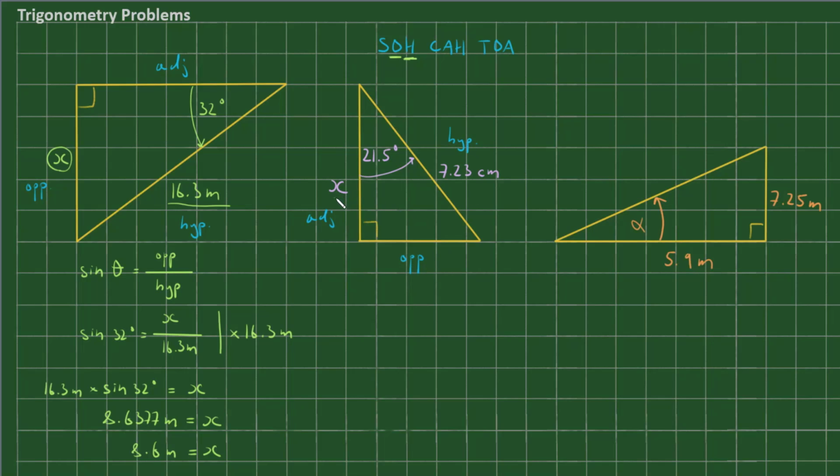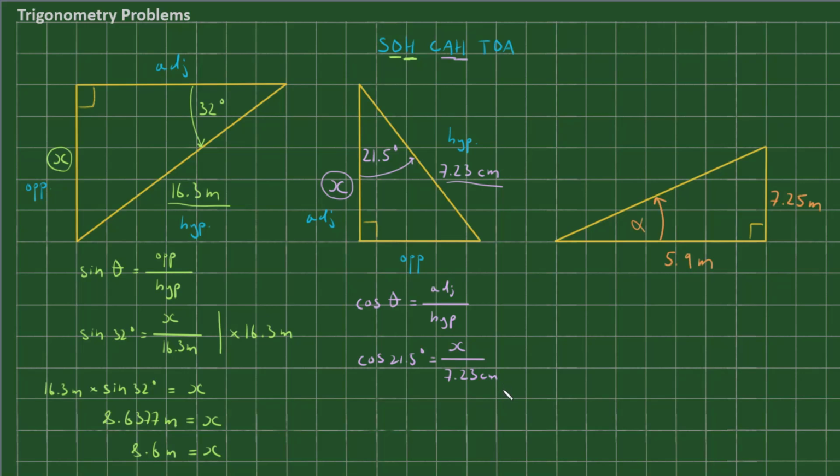In this case, I need to find the adjacent, and I have been given the hypotenuse. This means that I need to use the trigonometric function that uses these two sides. In this case, that is cosine, because cosine uses adjacent and hypotenuse. As before, I'm going to write the general formula for cosine. So cosine of theta equals adjacent over hypotenuse. In this case, the angle is 21.5 degrees. So I can write cosine of 21.5 degrees equals x, the adjacent, over the hypotenuse, which is 7.23 centimeters.